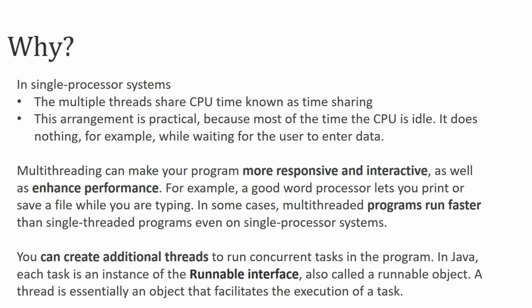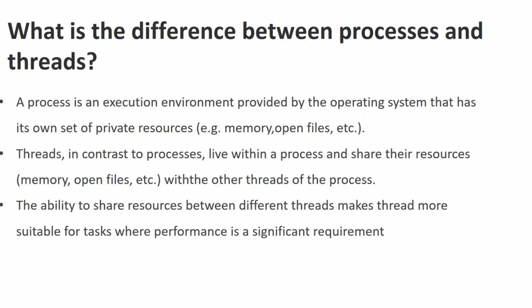Not a user interface, not a UI, not a GUI, an interface. The concept of Java interfaces having those abstract methods. So the Runnable interface is where you are actually going to create and enable this threading. That is the Runnable object. A thread is essentially an object that facilitates the execution of a task. So we'll see this from some examples actually.